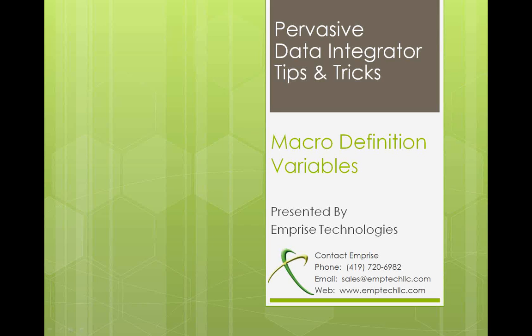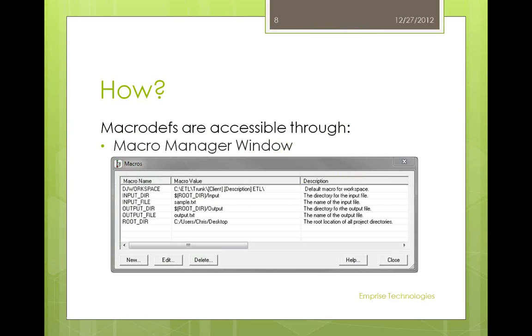In our last video, we discussed macro definition variables and why they should be used in our Pervasive processes. In this video, we will continue that conversation and discuss how macro def variables are used and accessed through Pervasive Data Integrator.